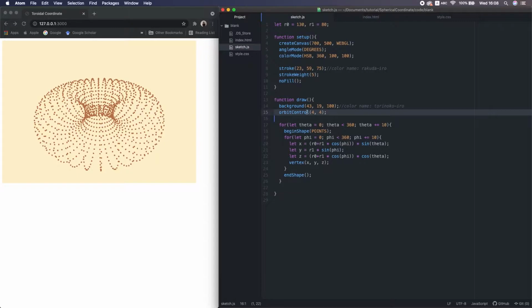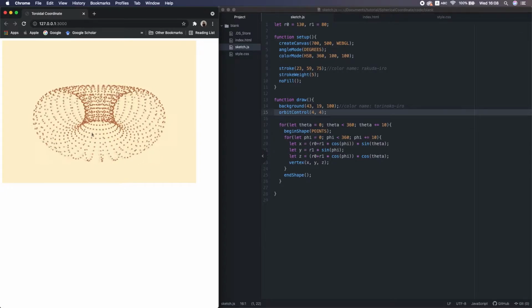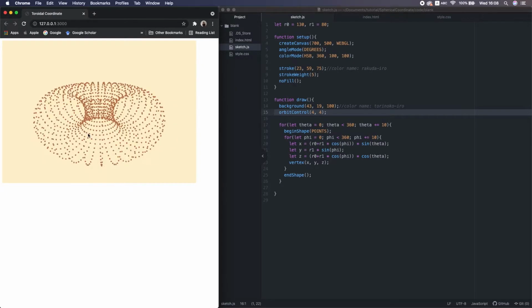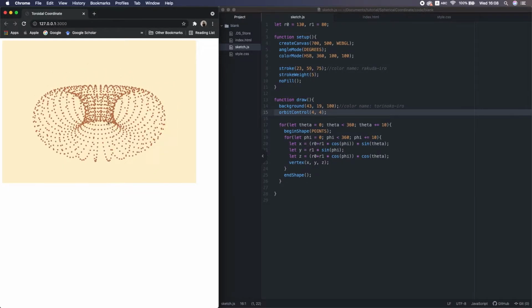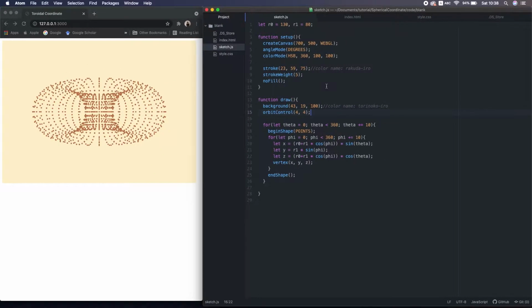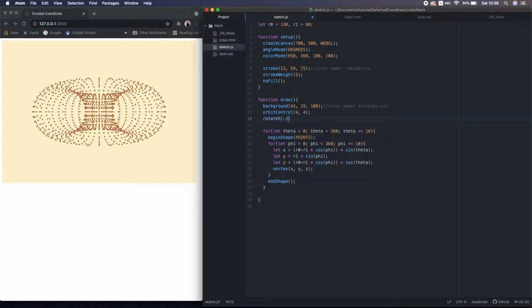This is a pre-made function of p5.js for mouse control in this 3D space. So we can rotate as we like. It's very handy. You can try it once. I'd like to add some static rotation. Oh, let's also add some animation.